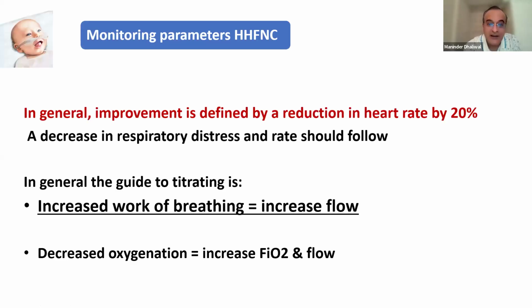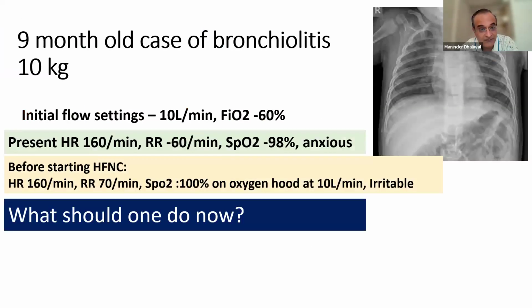So whenever you apply an HFNC, the heart rate will be the first thing to fall, because the child loves the flow, the child loves the warmth, the child loves that something is being helped. Then a decrease in respiratory rate should also follow. But if the work of breathing is not settling, then you increase the flow and you titrate your FiO2 so as to keep a saturation of 94.